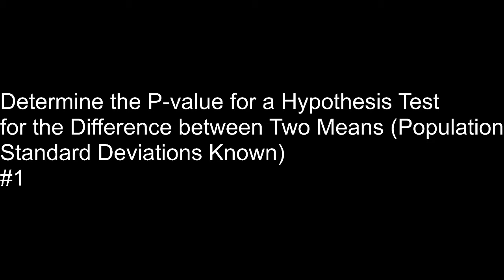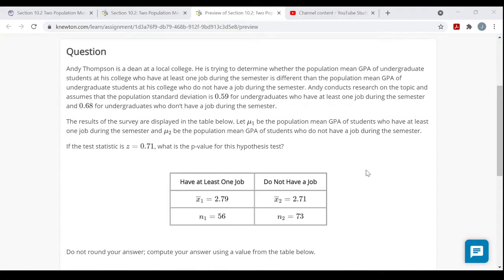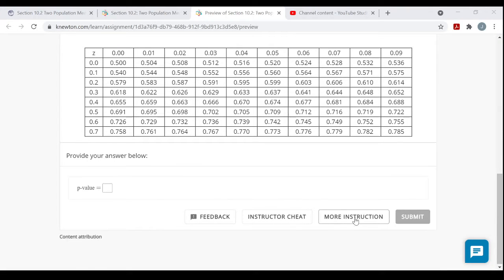And determining the p-value of your z-score in this kind of test is no different than determining the p-value of your test statistic in previous hypothesis tests we've done, tests for one mean or one proportion. You'll see that when I go through this problem. Again, I say this in almost every video: if you want to see more about the topic, click on more instruction, look at their videos, their examples, their notes, and hopefully those help.